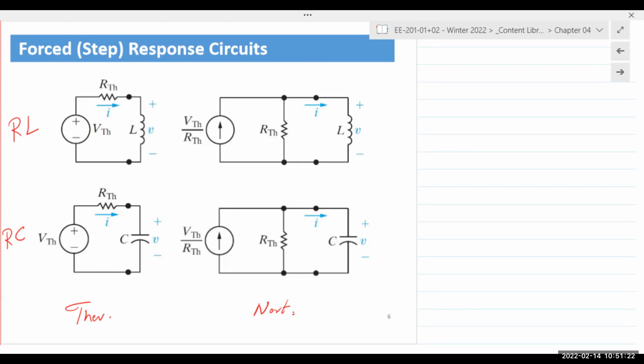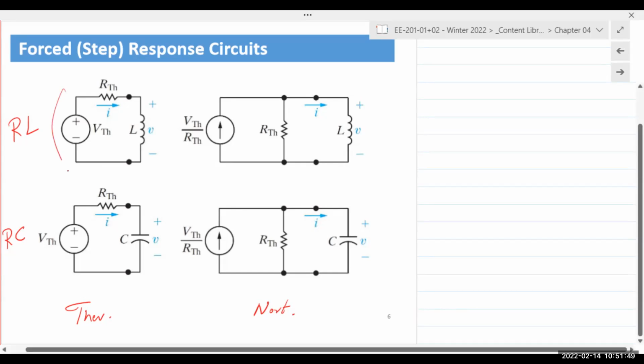Well, Norton circuit will always be in parallel. Norton circuit equivalent is a current source in parallel with the resistance. So this is the Thevenin equivalent. This is the Norton equivalent. Norton equivalent, current source in parallel with the resistor. Thevenin is basically a voltage source in series with the resistance.